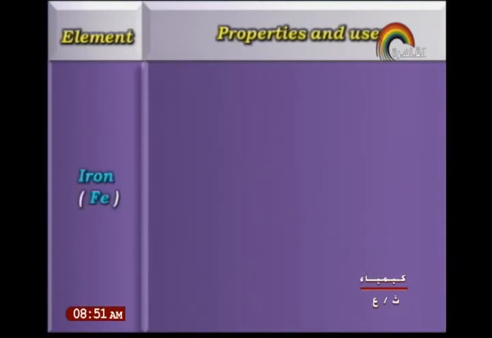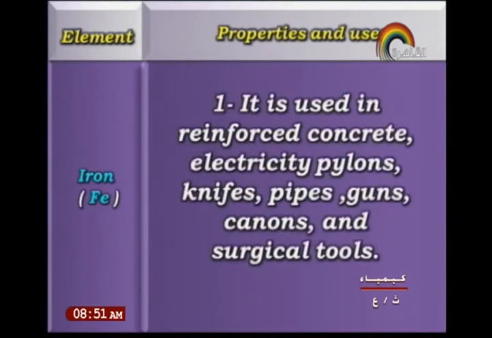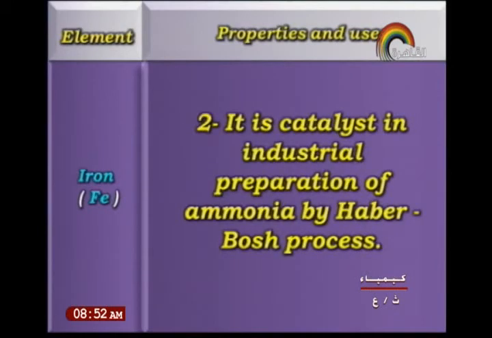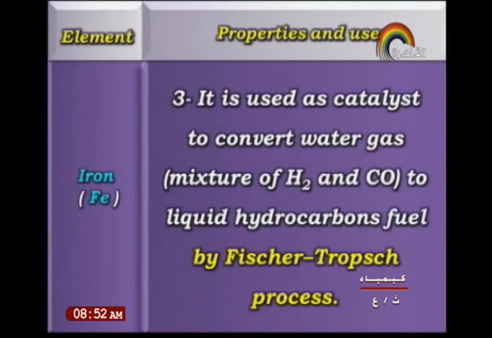The next element is iron that has atomic number 26. It is used in the reinforced concrete and electricity pylons and knives, pipes, guns, cannons, and surgical tools. Now, iron is used as catalyst in the industrial preparation of ammonia by Haber-Bosch process. And another use for iron as catalyst is to convert water gas, which is a mixture of hydrogen and carbon monoxide gas, to liquid hydrocarbon fuel by Fischer-Tropsch process.